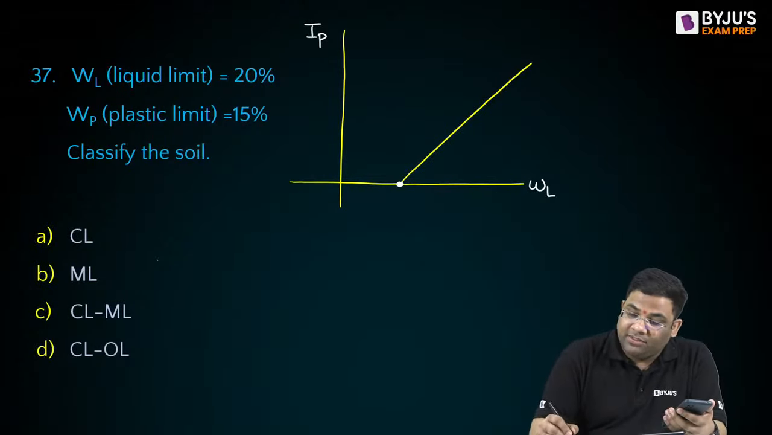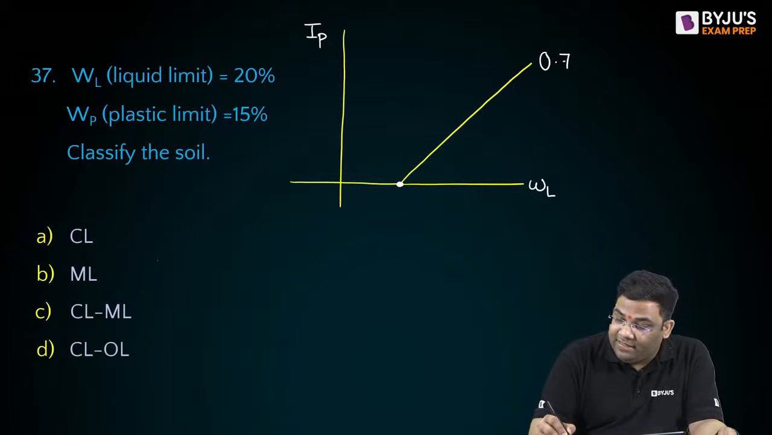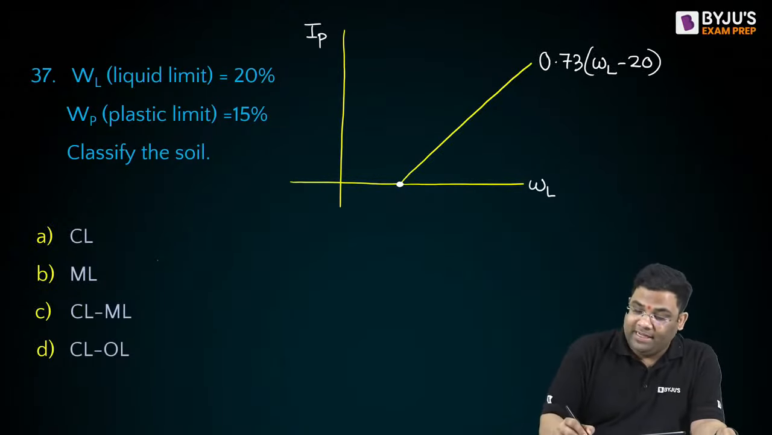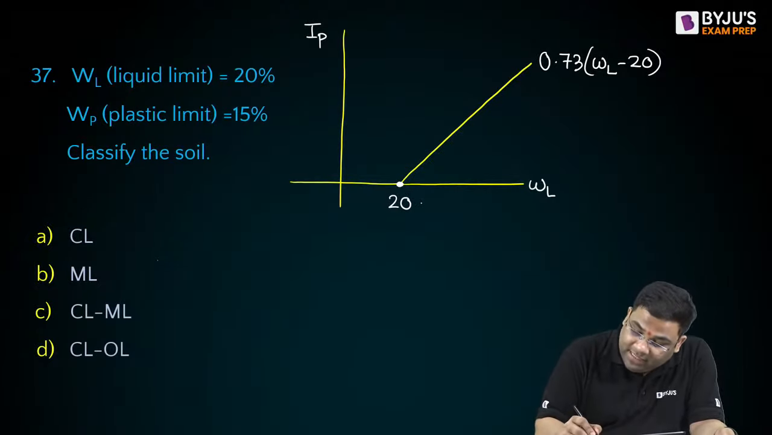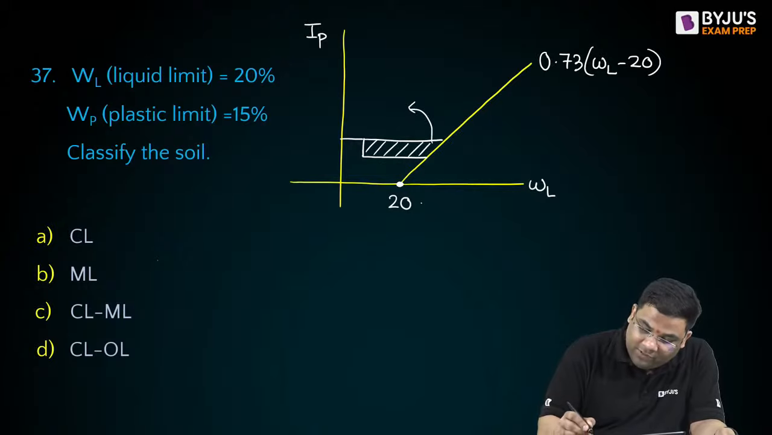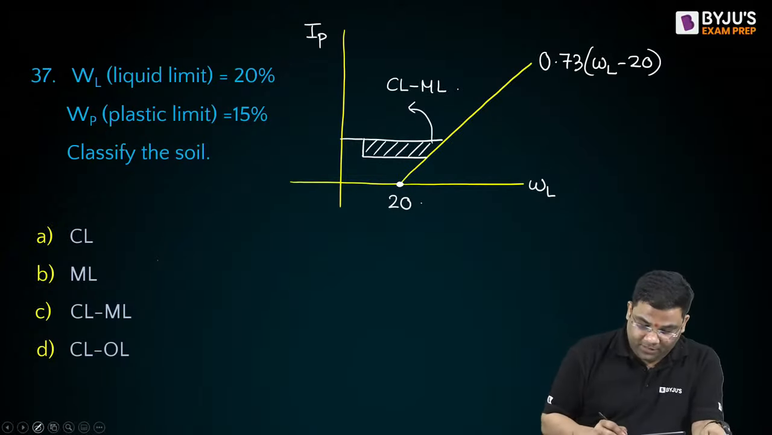The equation of the A line is 0.73 (liquid limit minus 20). So when liquid limit is 20, then it intersects here. Very good. Now you see there was a zone like this. Remember? There was a zone like this where we have a dual name. And this dual name was CL-ML.